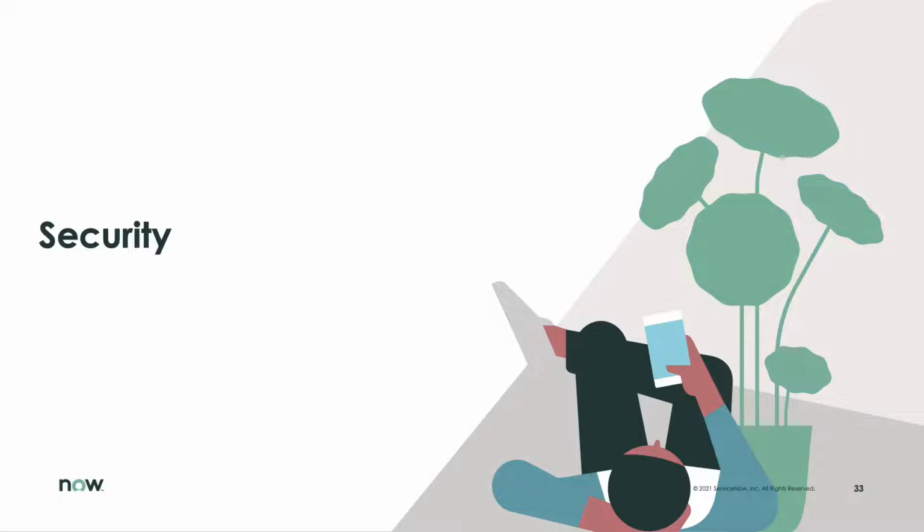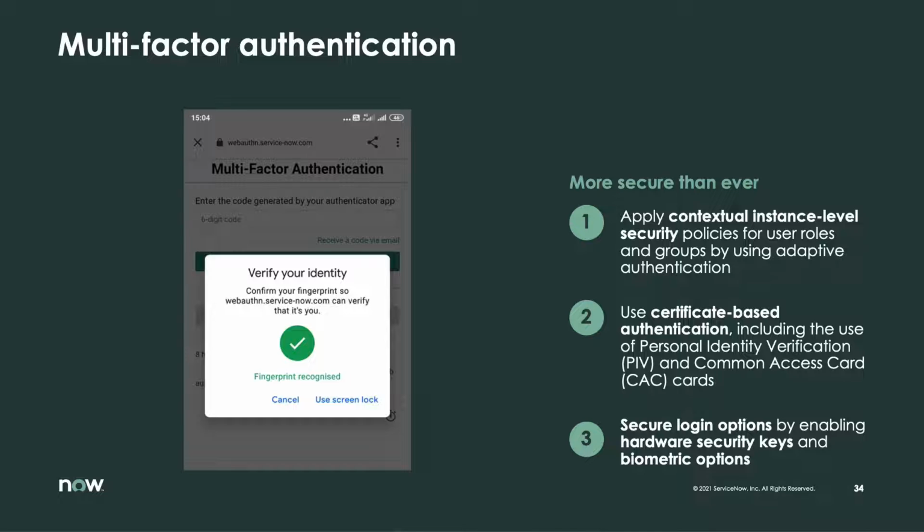Security. Let's talk about some security enhancements in the Rome release. Next slide. Do the old-fashioned way. So, in Rome, you can use something called adaptive authentication to apply contextual instance-level security. Now, administrators can configure fast logins using a personal identity verification card, or PIV, or common access card, or CAC. Okay, so I know what PIV and CAC stand for because it's right in front of my face. You can also use multi-factor authentication, leveraging, of course, those hardware security keys and biometric authentication.